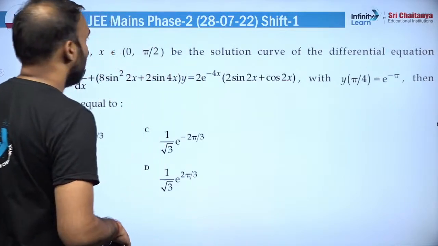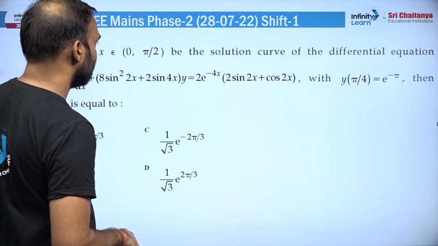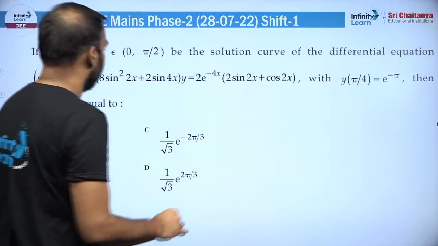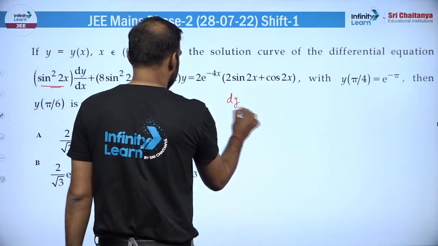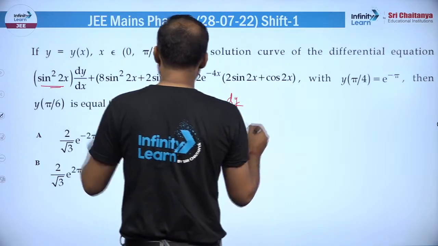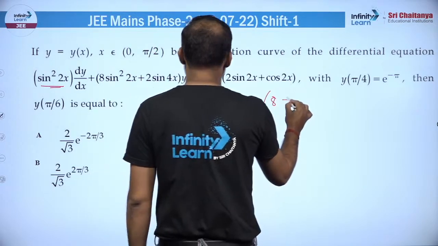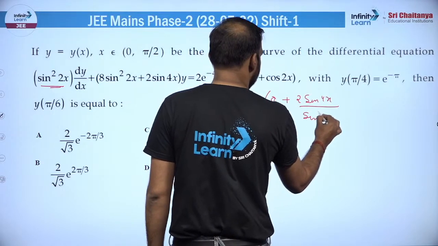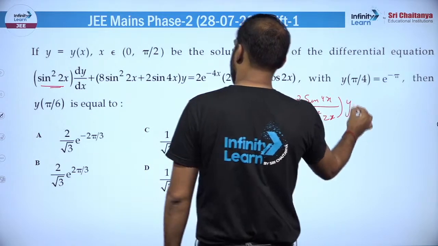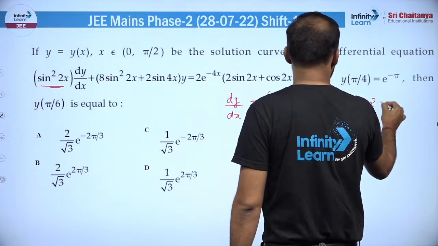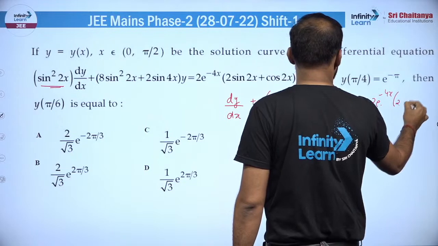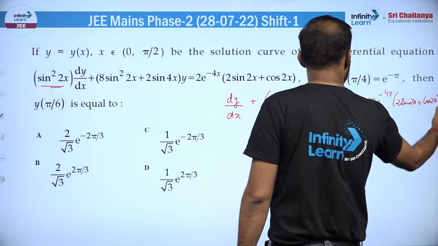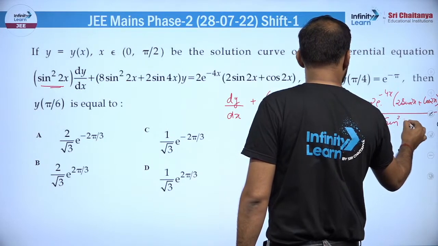Next question, differential equation. So we have to differentiate this. So I have x over here with dy by dx. So we'll divide by sine square 2x. So what do we get? Dy by dx divided by sine square 2x. So you will get 8 plus 2 sine 4x upon sine square 2x, y is equal to 2 into e to the power minus 4x into 2 sine 2x plus cos 2x upon sine square 2x.